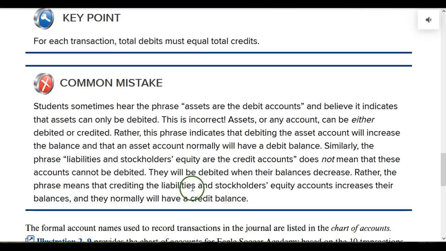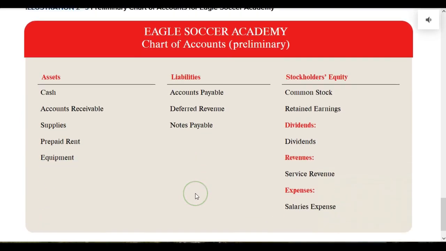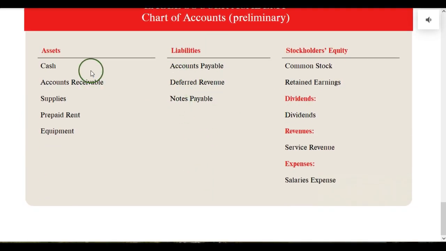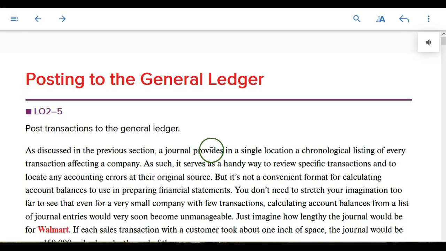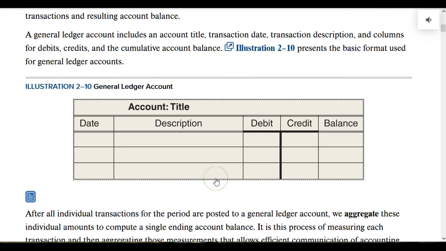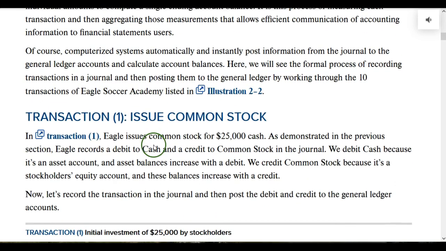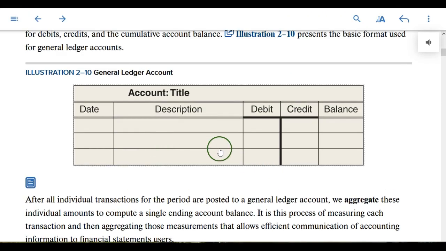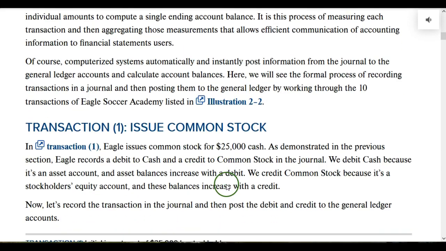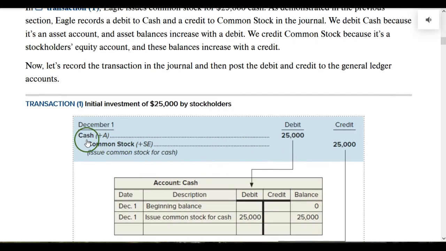The second transaction, this is a chart of accounts, various accounts, assets, liabilities. We've already used all of these, nothing new here. And let's go to the next section here. This is a general ledger account. So we'll get to this in a minute, debit, credit, and the balance. But go back to transactions. We've already seen this one. We debit cash, credit common stock, $25,000.